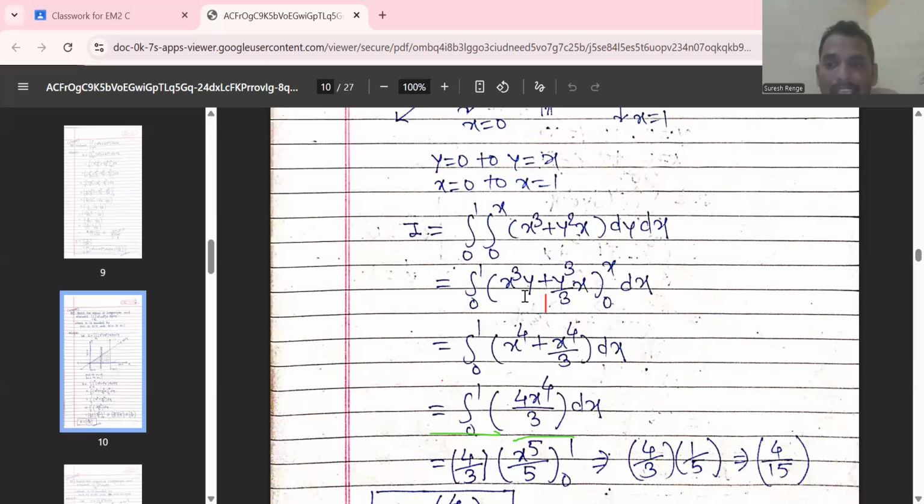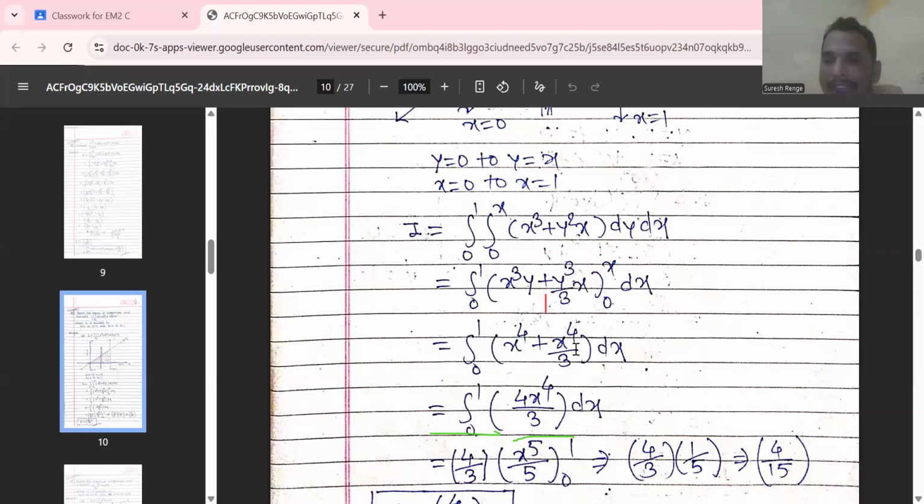Therefore y gets replaced by x in the upper limit, so the first term becomes x cube multiplied by x, that is x raised to power 4, plus x raised to power 4 divided by 3. If we put the lower limit, y gets replaced by 0, the first term becomes 0 and the second term also becomes 0, so the lower limit is completely 0. Upper limit minus lower limit gives x raised to power 4 plus x raised to power 4 divided by 3.